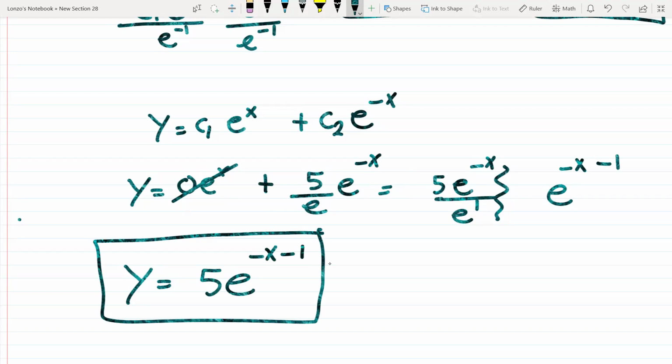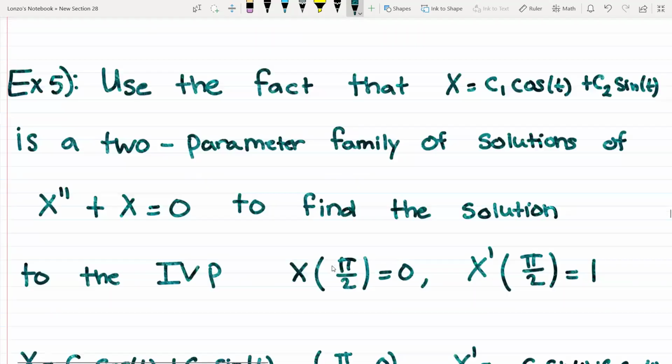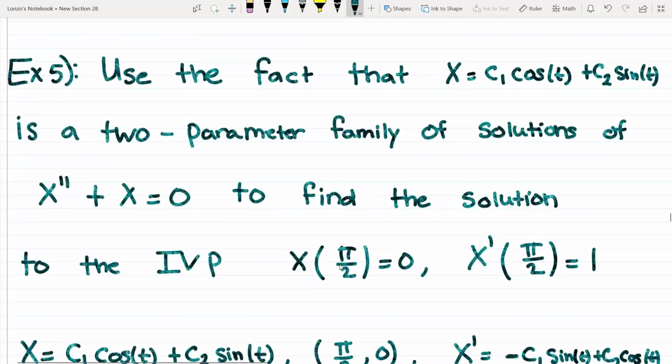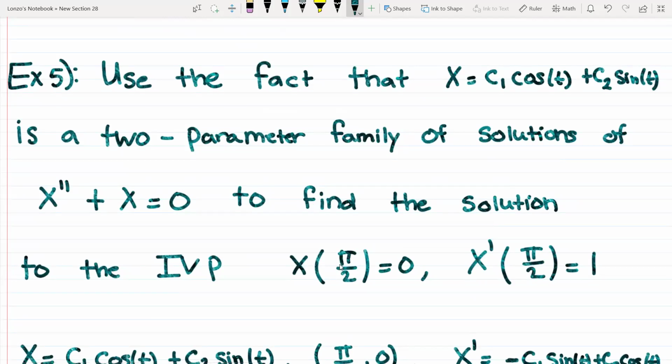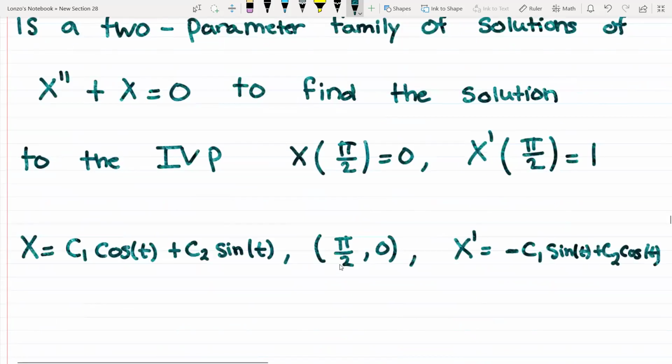Okay. Let's do one more example, and then we'll do interval of existence in another video. Okay, example 5. Use the fact that x equals c1 times cosine of t plus c2 times sine of t is a two-parameter family of solutions of x double prime plus x equals 0. To find the solution, you're given the initial values x of pi over 2 equals 0, and x prime of pi over 2 equals 1.